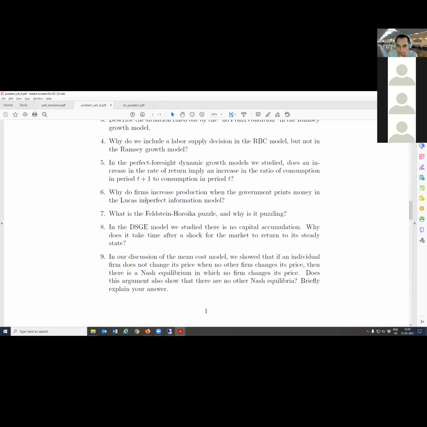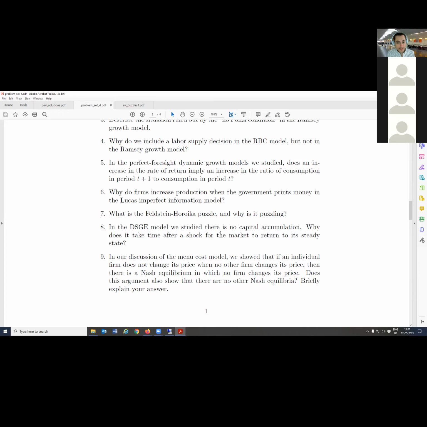Okay. In the DSGE model we studied, there's no capital accumulation, right? I don't know if we noticed that, but there's no capital accumulation that ties periods to each other. Why does it take time after a shock for the market to return to its steady state? Now I'm contrasting this with the RBC model, where you do have capital accumulation. So naturally, if I build up capital to take advantage of a productivity shock, when that productivity shock ends, it's going to take time for me to reduce my capital back down to the steady state level.